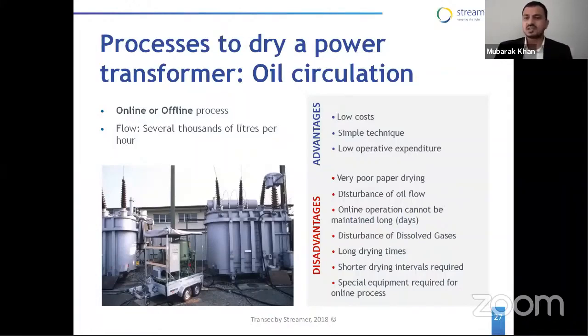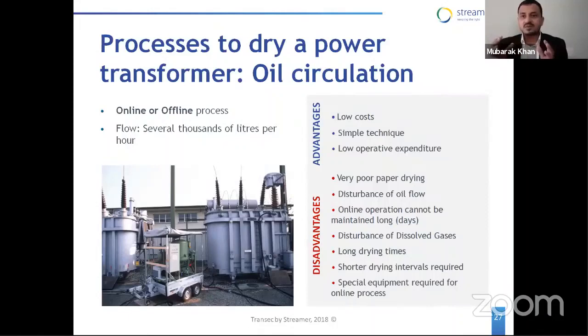Advantages: it is very low cost, it is a simple technique, and it requires low operating expenditure. What are the disadvantages? It does not dry the paper. It is a drying method, but it does not dry the paper, which is counterintuitive, because this only dries the oil. Now, why is it not drying the paper? Some people claim that it is drying the paper and they try to circulate the oil for some time and remove the moisture. But as you know, the equilibrium condition, or the time taken for the moisture to come from the paper to the oil and go from the oil to the paper, is very large, right?